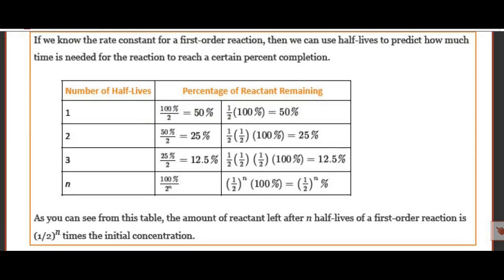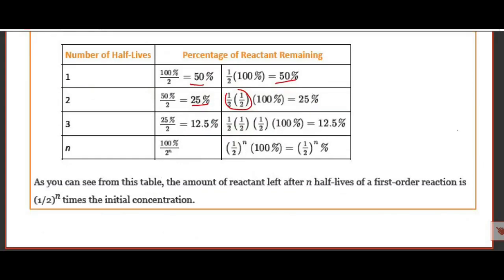Or you can see this one if you know that for a first order reaction, 100% by 2 is 50%. For the first half-life 50%, for the second half-life, 50% divided by 2, that is 25%. 25% is nothing but 1/2 into 1/2 is 1/4. Or you can calculate using the formula (1/2)^n, where n is the number of half-lives. Here n equal to 2, that is 2 half-lives. So 1/2 power 2, which is 1/4.